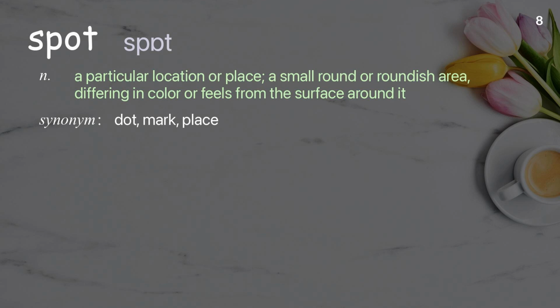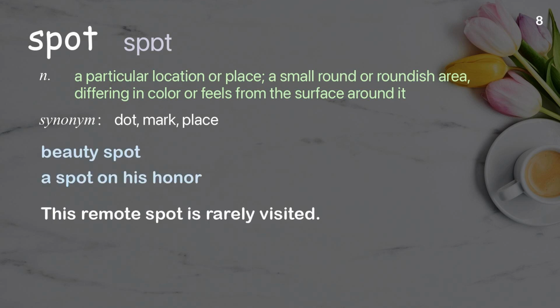Spot. A particular location or place; a small round or roundish area, differing in color or feel from the surface around it. Examples. Beauty spot. A spot on his honor. This remote spot is rarely visited.